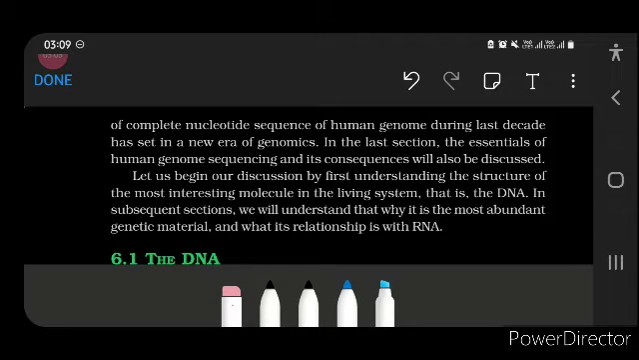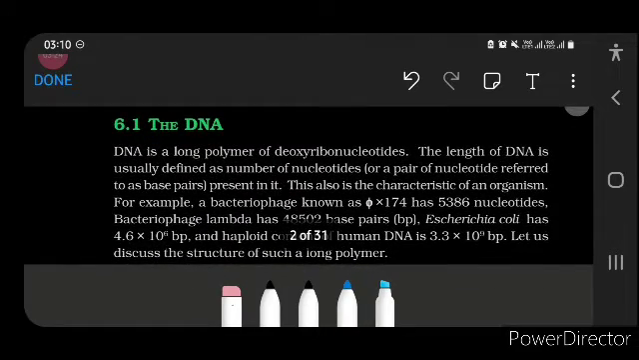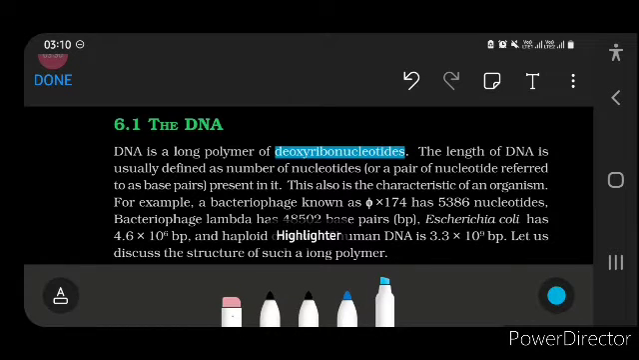Let us begin our discussion by first understanding the structure of the most interesting molecule in the living system, that is the DNA. In subsequent sections, we will understand why it is the most abundant genetic material and what its relationship is with RNA. The DNA is a long polymer of deoxyribonucleotides. The length of DNA is usually defined as the number of nucleotides, or a pair of nucleotides referred to as base pairs, present in it. This also is a characteristic of an organism.